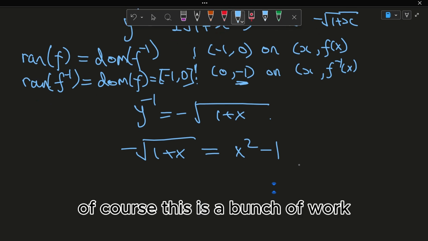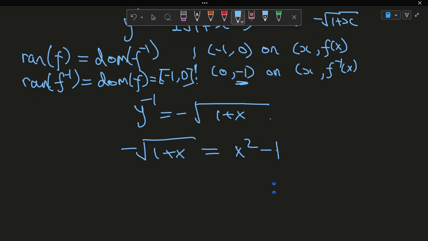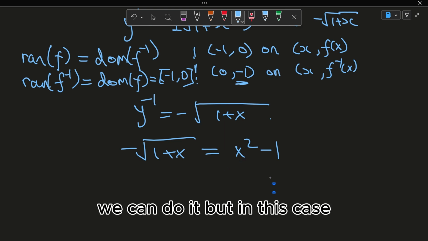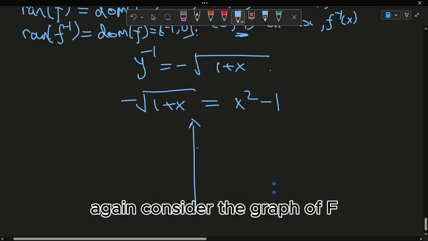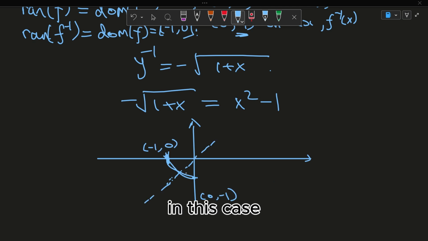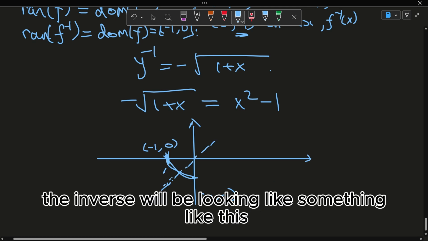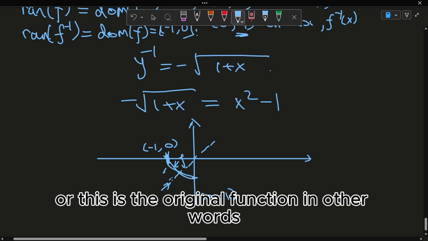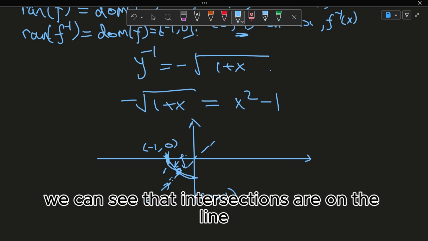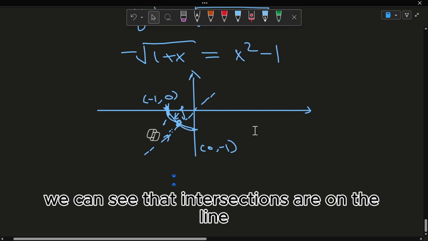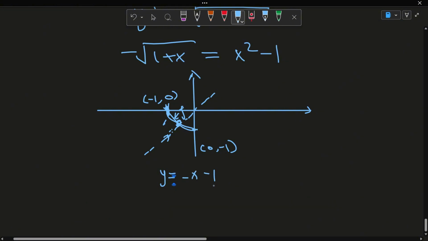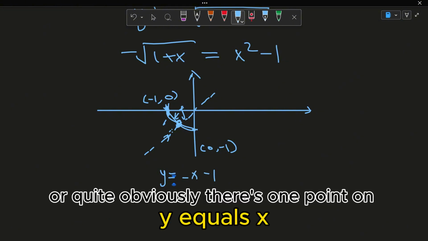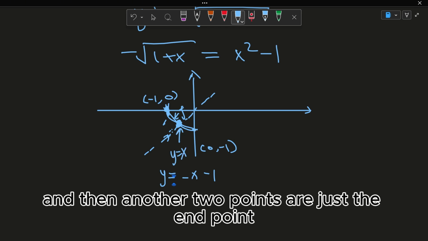Of course, this is a bunch of work. We can do it, but in this case, there's actually another trick which we can use. Again, consider the graph of f. In this case, the inverse will look something like this, where this is the original function. In other words, we can see that the intersections are on the line y = -x - 1. Or, quite obviously, there's one point on y = x, and then the other 2 points are just the endpoints.